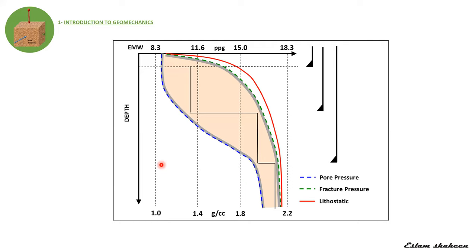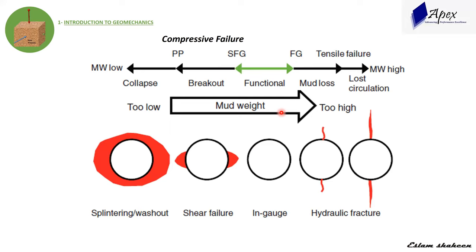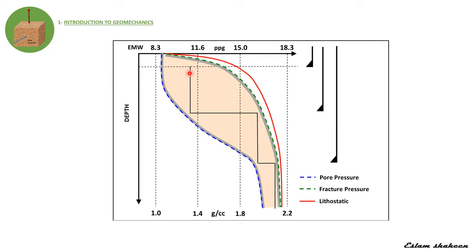The upper limit for me is the green line. The green line is the fracture pressure. So I do not want to increase my mud weight to be higher than the fracture pressure. Otherwise, we have mud losses or loss of circulation, okay? So my mud weight window will be in this shaded area.